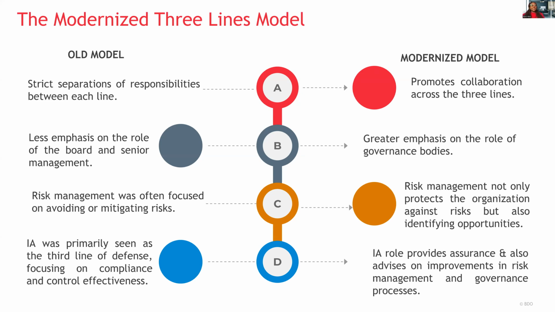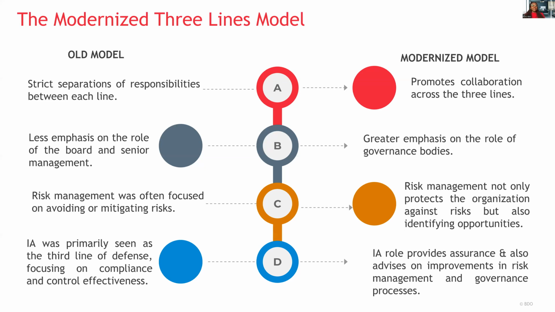The second change is the emphasis on governance and culture. Previously, there was less emphasis on the roles of the board of directors and senior management. The modernized model has placed a bigger spotlight on governance and culture. It's not just about checkbox anymore. Governance, especially from big players like the board of directors, is key to shaping how an organization handles risk.